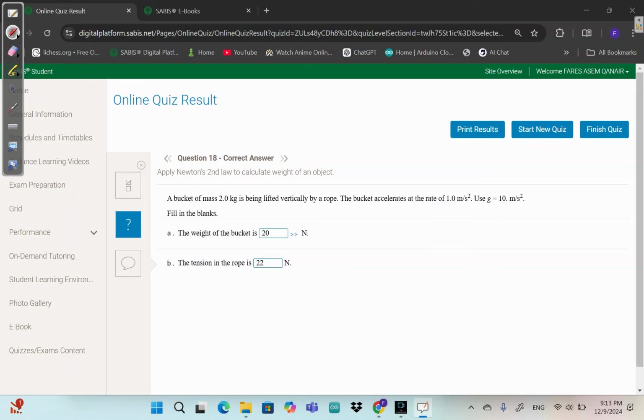Now for part B, the tension in the rope. We want basically the force exerted by the rope. So we're going to use F is equal to ma. Now we're trying to find F, and we know that m is 2. We need to get acceleration now. We know that the bucket is accelerating at 1 meter per second squared, and gravity is pulling it down at 10 meters per second squared.